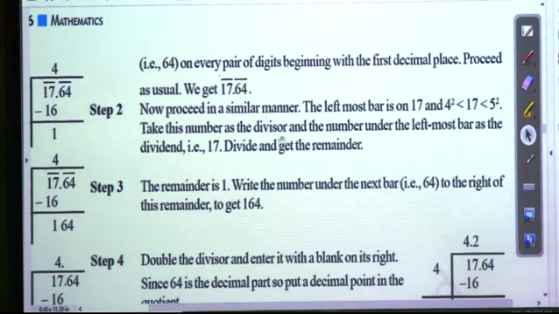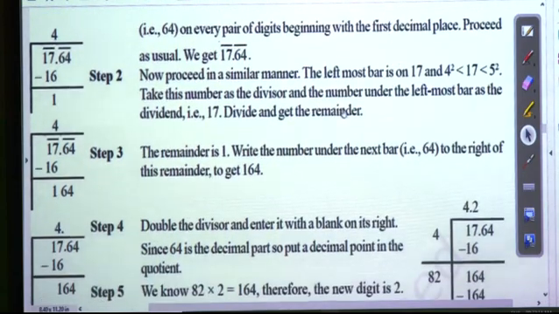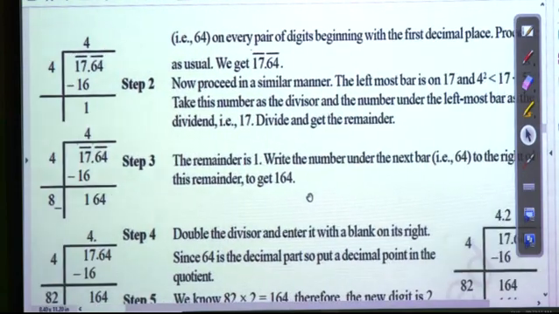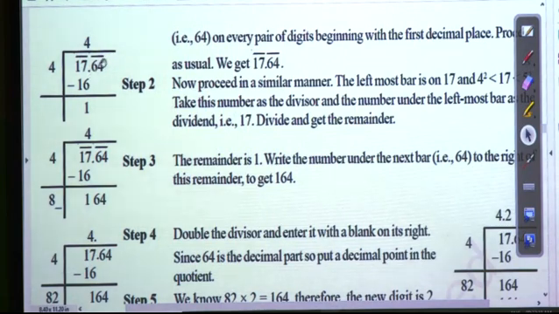Now proceed in the same manner. What the same manner? 17.64. So we are first considering this integral part. Nearby square to 17 is 16. So 4 4s are 16. Remainder 1. Then what happens further? The next part we are bringing down, that is 64. Double of the quotient, it becomes 8.